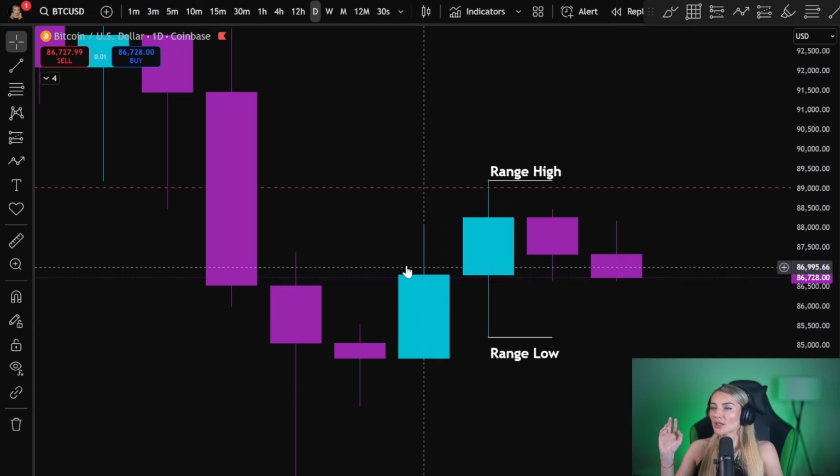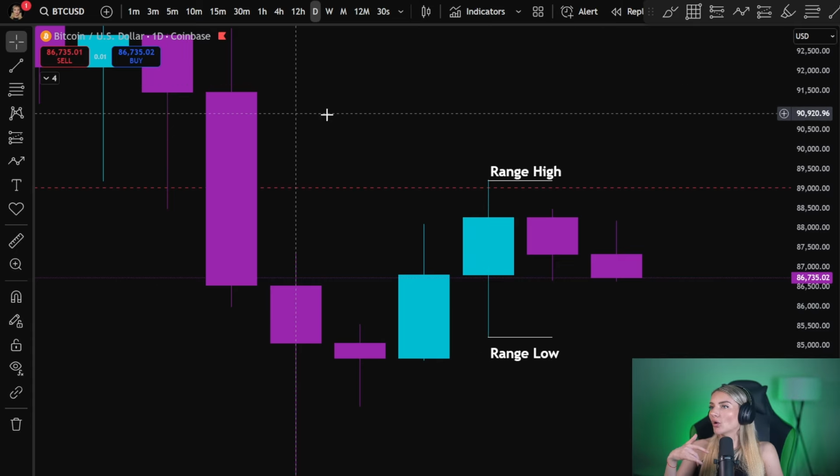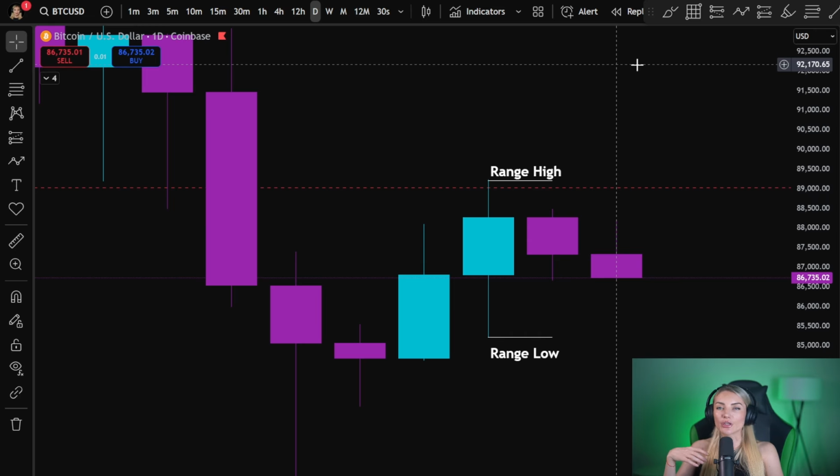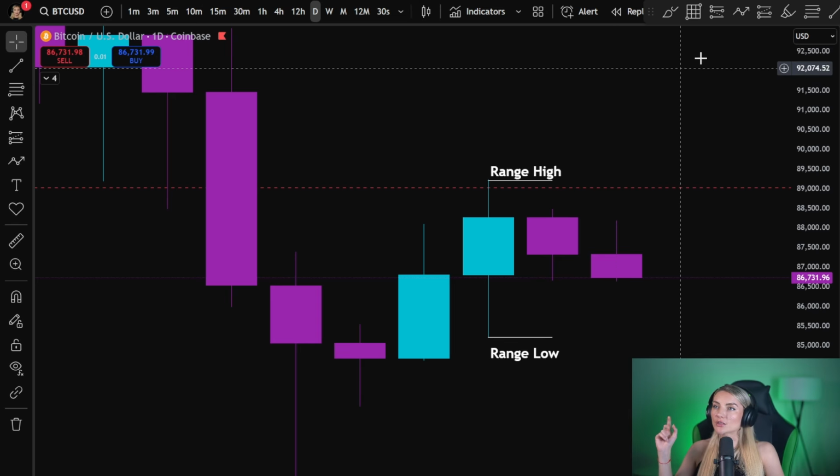Now, you can apply range model theory on many different time frames. You can use the 5-minute. You can even trade it on the 30 seconds. I've done it. You can trade it on traditional markets. You can trade it on crypto, whatever you guys want to do.